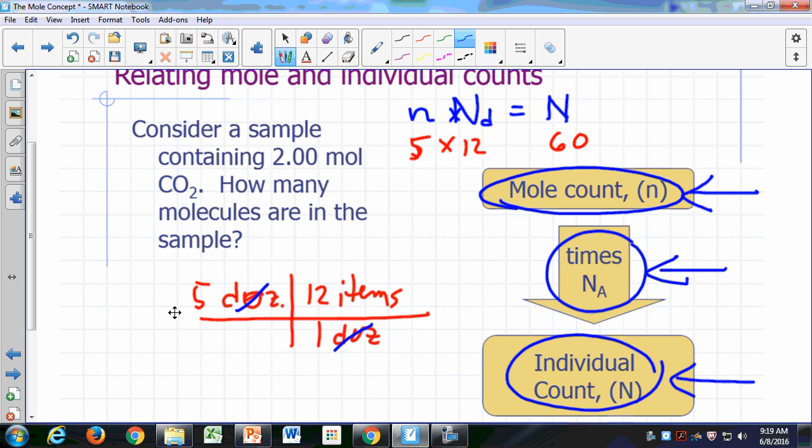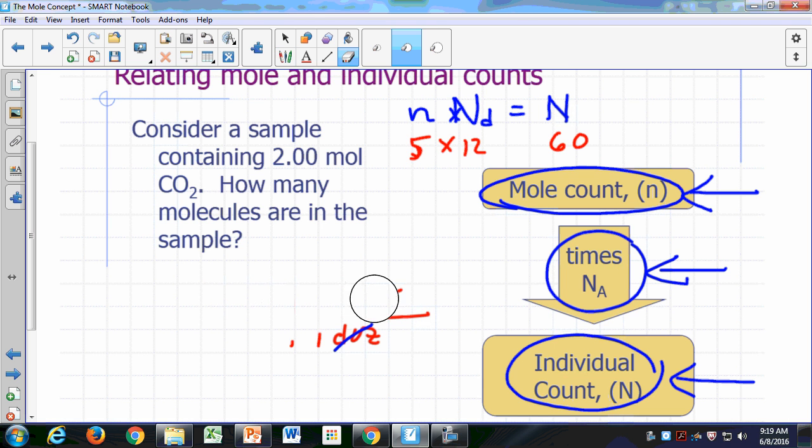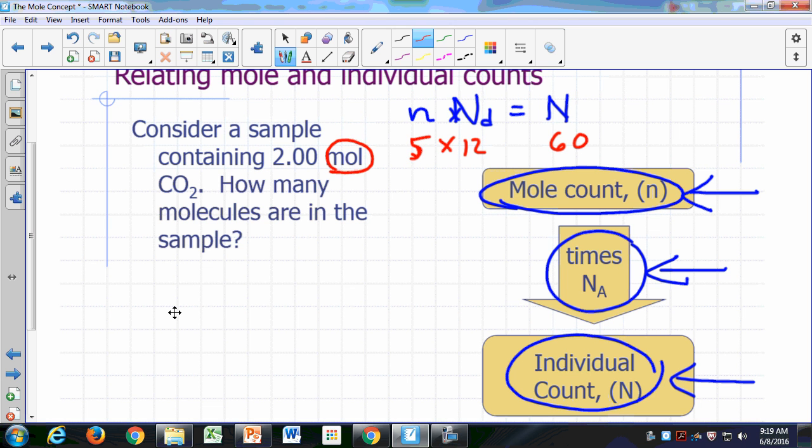Okay? So let's work this problem out here and see what the number of molecules is given 2.00 moles of CO2. Note that MOL is the official abbreviation for mole. Don't use that abbreviation for anything other than a mole, okay? MOL, that's it. If you want to abbreviate mole, that's the only way to abbreviate it. And don't abbreviate anything else as MOL. Okay, so 2.00 moles of CO2 molecules.